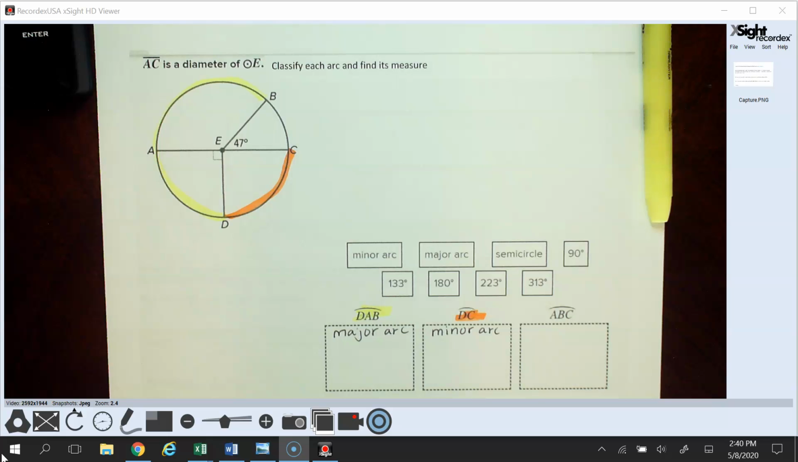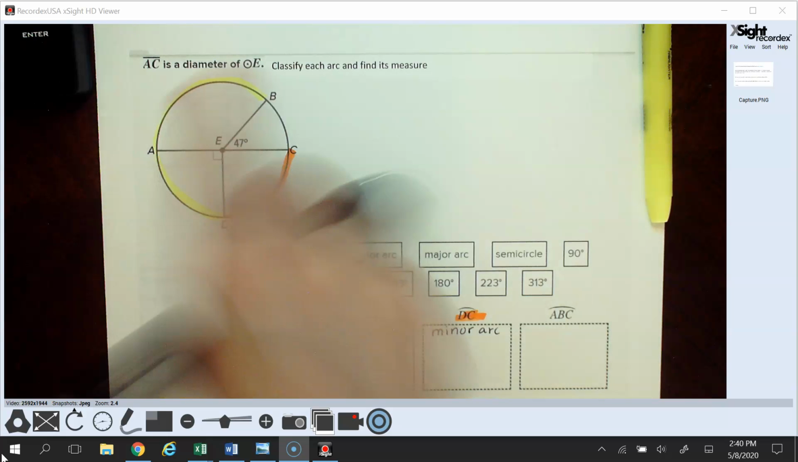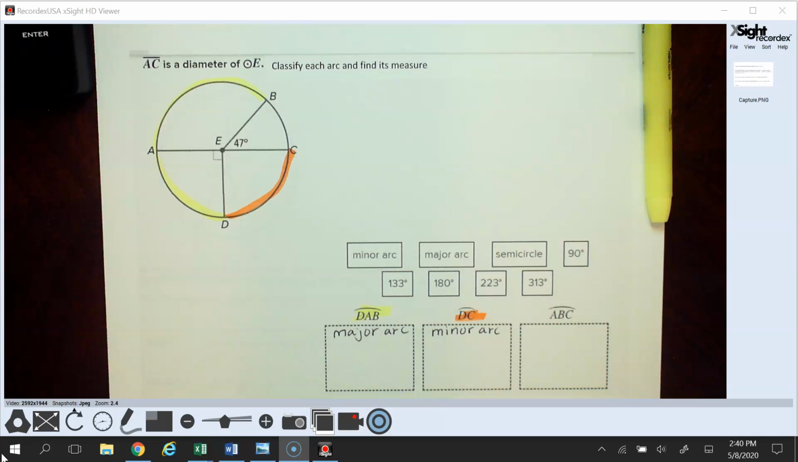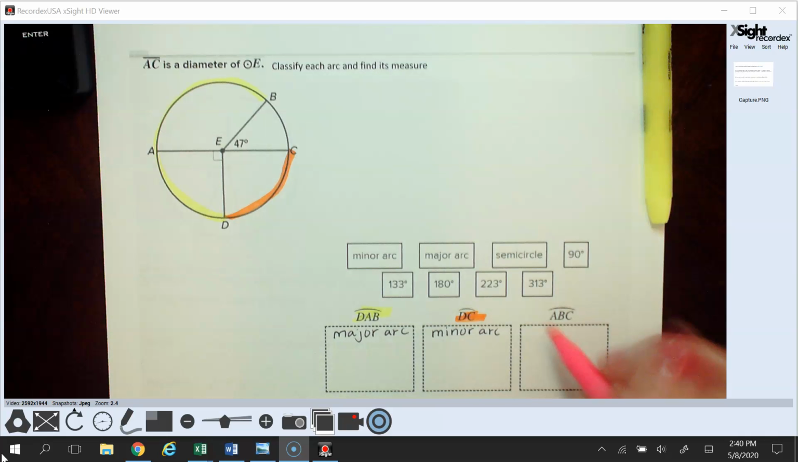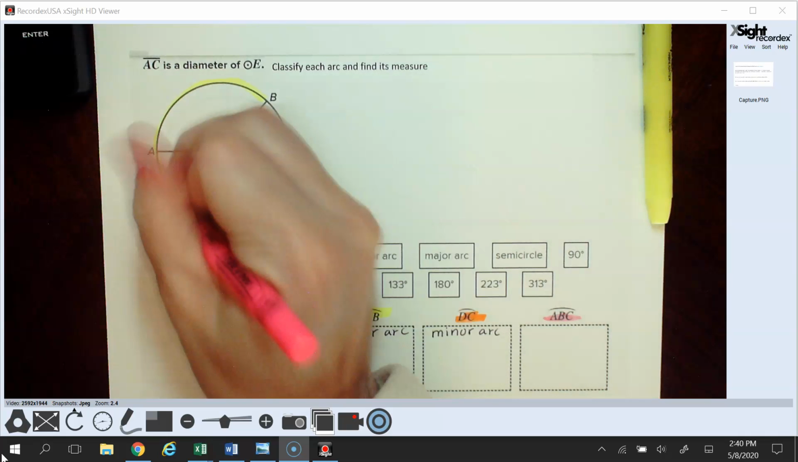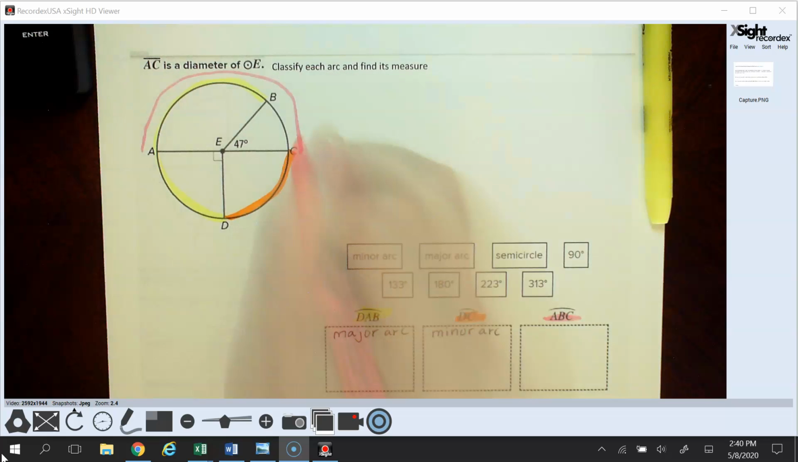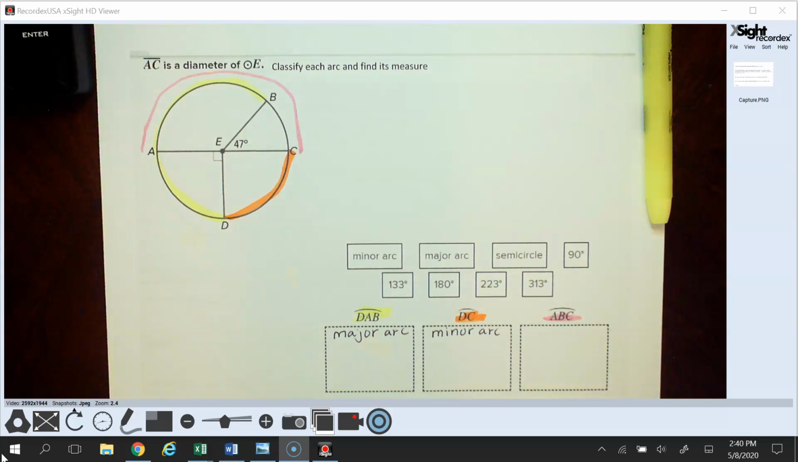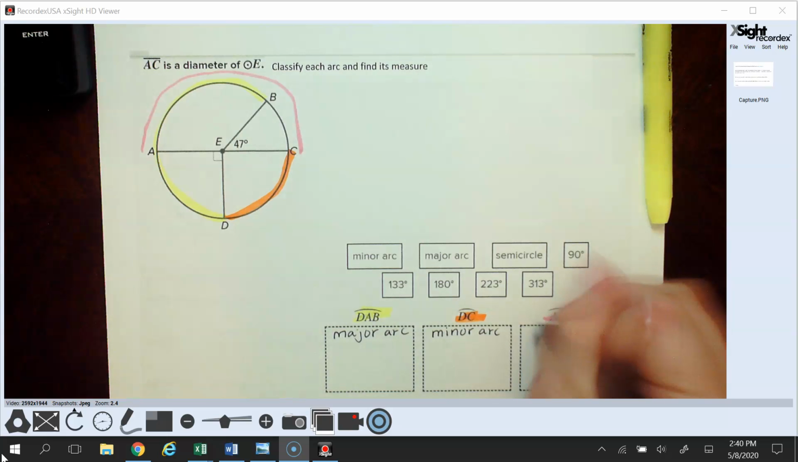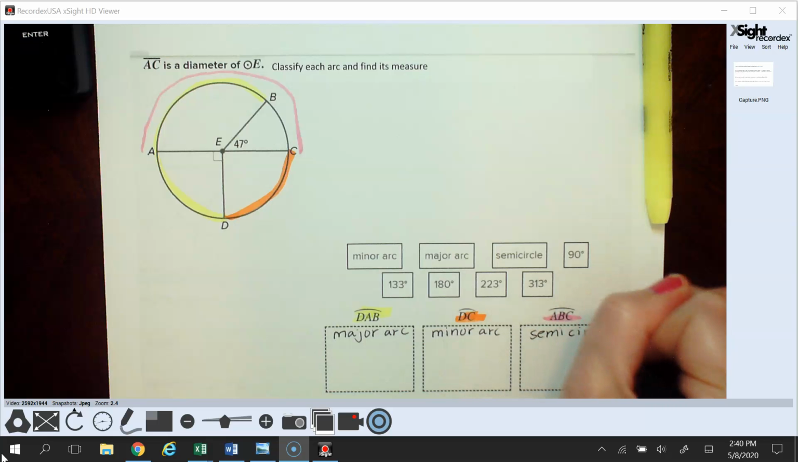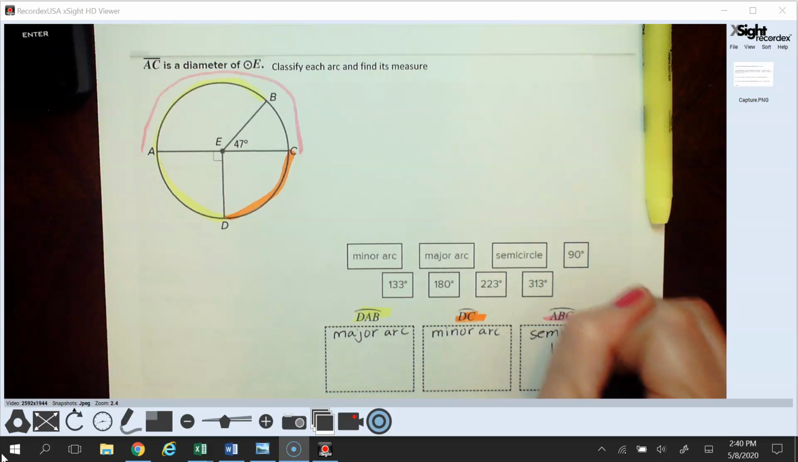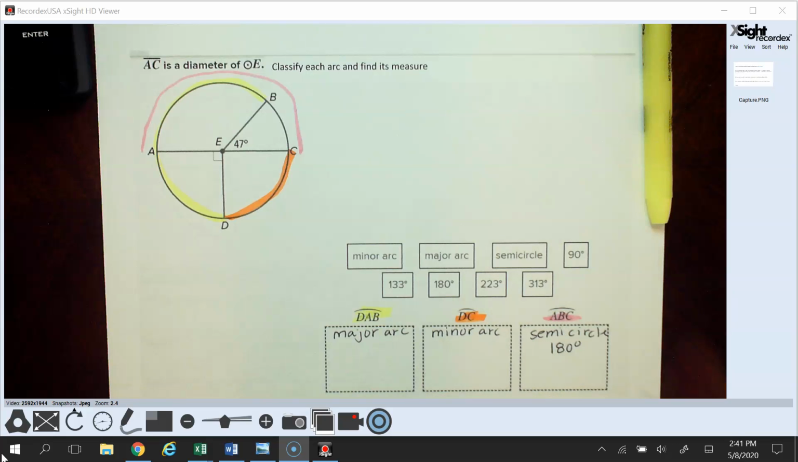Now my last one, they did ABC. So ABC is half the circle, so that is definitely a semicircle. Since I know that's a semicircle, for that one right there, I'm going to go ahead and put that's 180 degrees. A semicircle, that's done. No math needs to be done for that one.